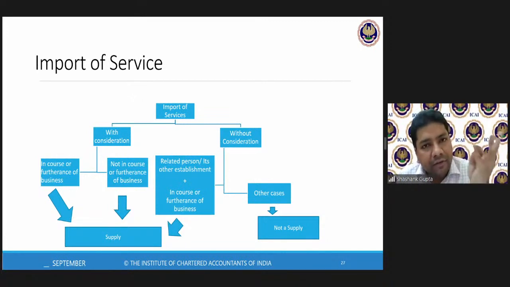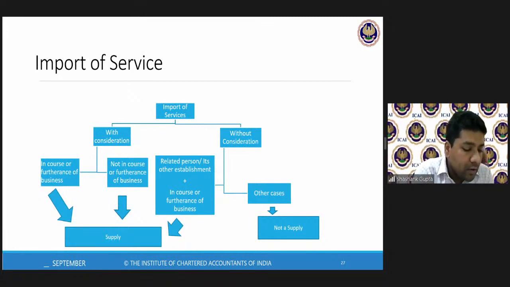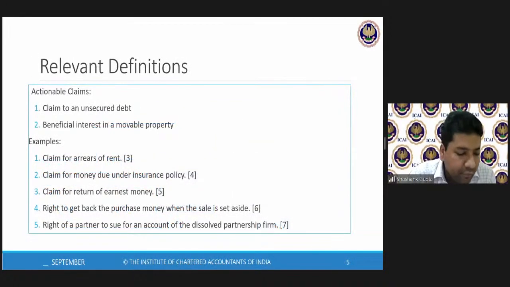Import of service for a consideration in the course of furtherance of business is supply. Import of service for a consideration not in the course of furtherance of business is also covered under supply. So this is an important aspect that all of you must remember, must learn, and be very careful when you attend to it in your question paper, because it is really tricky and can get you confused and ultimately unnecessarily lead to wrong answers just because you are not attentive enough.